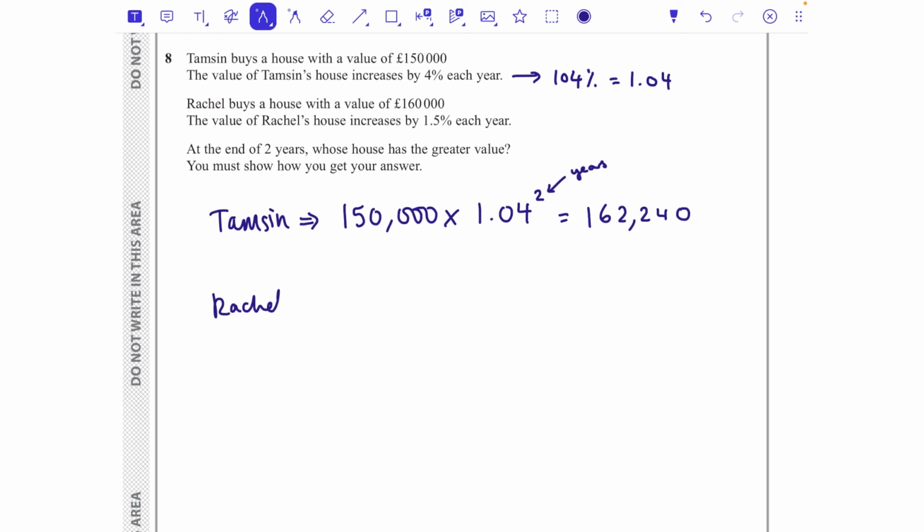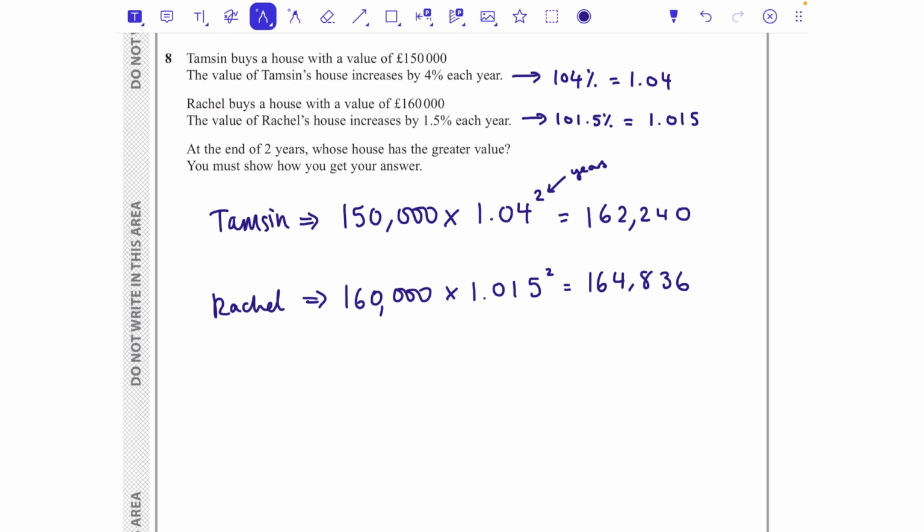For Rachel, her house is 160,000 times. Now, if you want 101.5%, that is 1.015 as a decimal. So we're going to times by 1.015 again to the power of 2 because we're just doing it for 2 years. So 160,000 times 1.015 to the power of 2, and that is 164,836. Now it says at the end of the 2 years, whose house has the greater value?